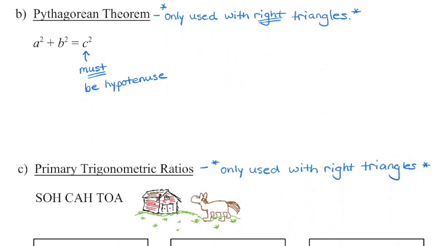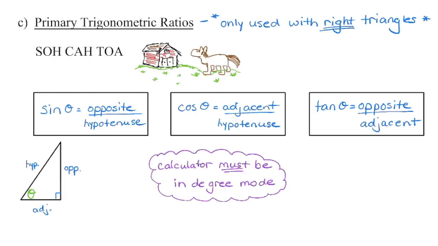We already have two strategies that we can use to find missing side lengths in a right angle triangle, or the missing angle measures. The first one is Pythagorean theorem, and just remember we can only do this if we have a right triangle. We know a squared plus b squared equals c squared is the relationship among those sides, and this is the value of the hypotenuse, that longest side. We also have three primary trigonometric ratios, which again can only be used with right angle triangles. We have sine, cosine, and tangent.